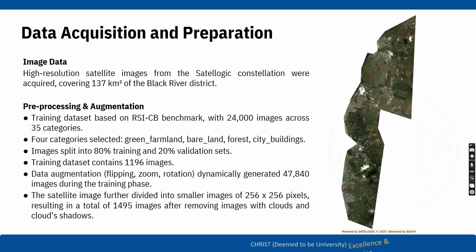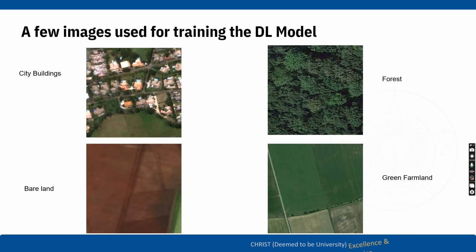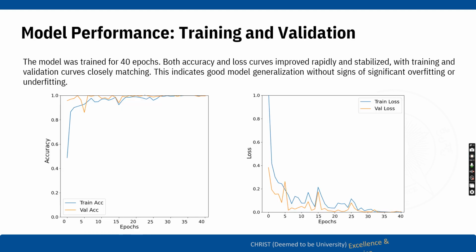The satellite images that you see on the right, which we bought, were further divided into smaller images of 256 by 256 pixels so that they could be classified later by the trained model, which resulted in almost 1495 images after removing the images with clouds or cloud shadows. These are some example images of the training dataset, covering 4 major categories. As I mentioned, there were almost 1196 images of these different categories.